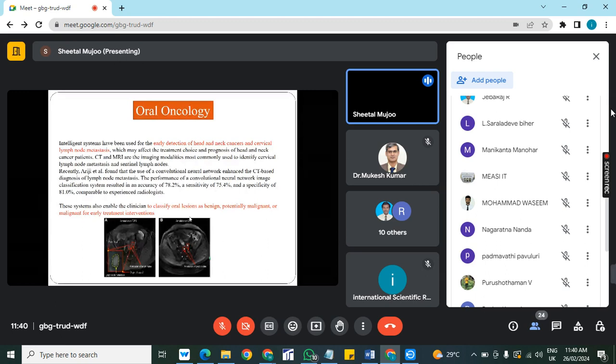If you see like this, ANN deep learning can help us to detect the lesions, even if it is in the sentinel lymph node, if it is in the early stage. It can help us to classify benign, malignant, potentially malignant, whatever it is, and you can do planning for your treatment and know your prognosis of the disease. It can give a magical treatment for the patient.